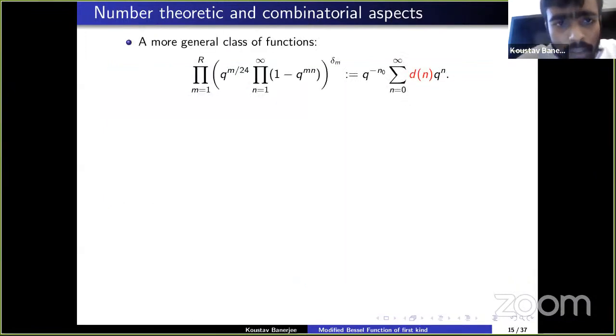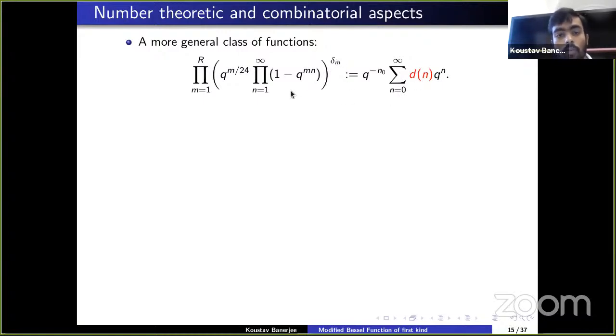So we move further to a more general class of functions. I say functions because they are holomorphic functions on the unit disk. So we define, for m from 1 to r, this object: q to the power m divided by 24, product over n from 1 to infinity of 1 minus q to the mn, to the power delta m. Delta m are integers, which is defined to be q to the power minus n0. N0 is defined by this delta m and this r, and the sum over n from 0 to infinity has coefficients denoted by dn q to the n.